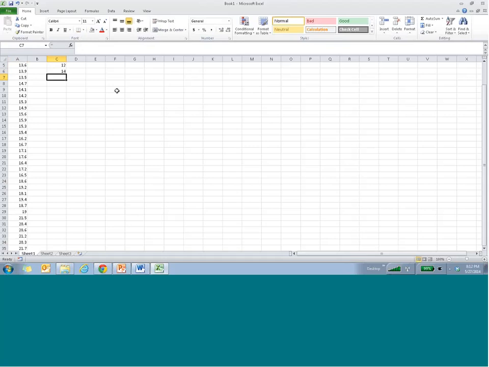14 to 16. 16 to 18, and so on. What do you mean, and so on? How much farther am I going to go? To under 18 hours, and so on.